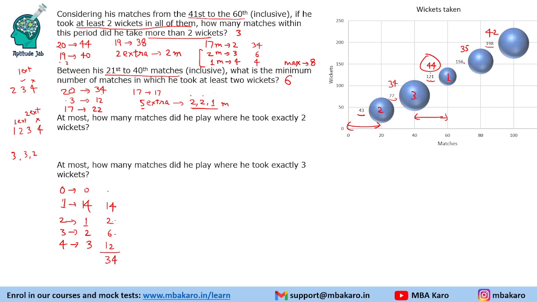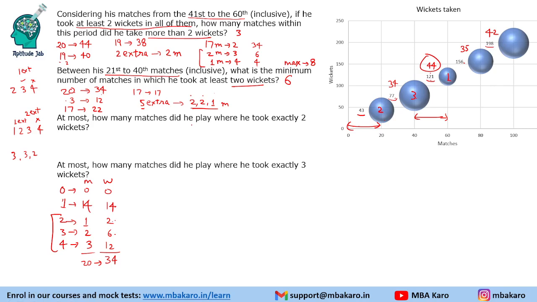So 0 match where he took 0 wickets. So in 20 matches, he can take 34 wickets. So we have at least 2 wickets. He will have 6 times. So minimum 6 times. So minimum means we need to give maximum extra per match. Like here we had to find, like, if we had to find maximum, so we would have given one wicket extra in every match.